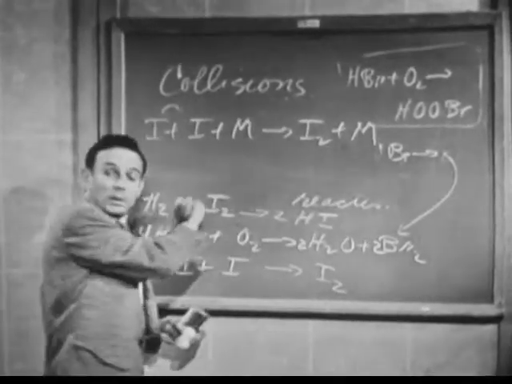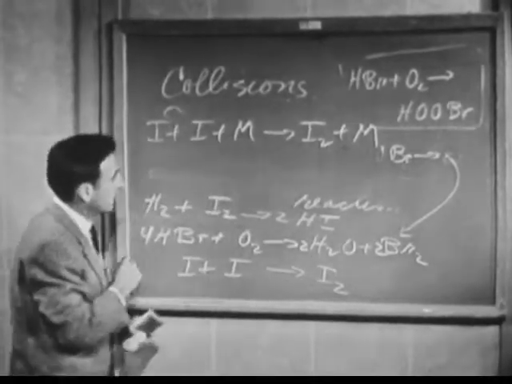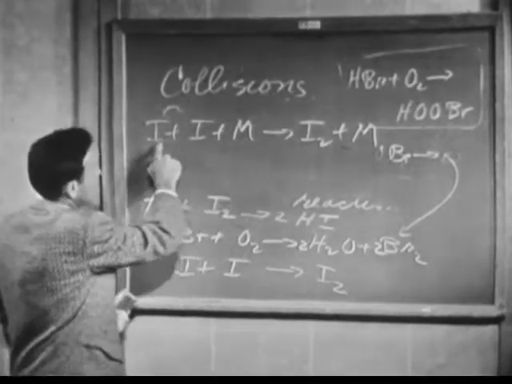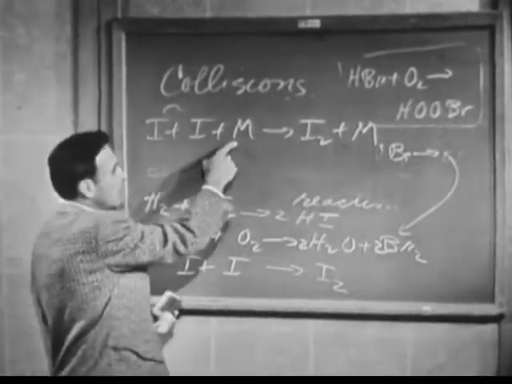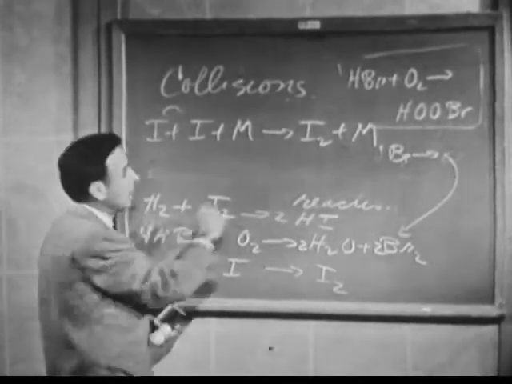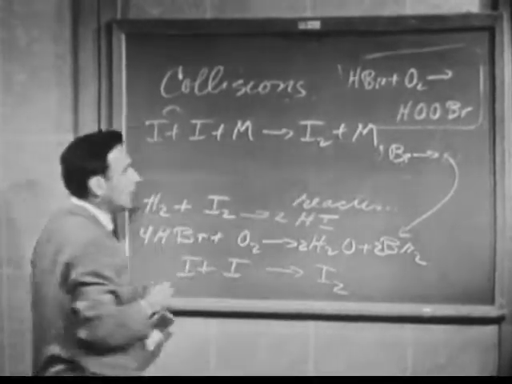M can be argon, or krypton, methyl iodide. A variety of molecules will satisfy this role of a third body which takes part in the collision to take away the bond energy that would be left in iodine and permit it to fall apart again if the iodine were not cooled off by the M.